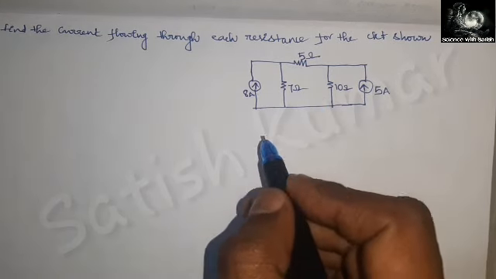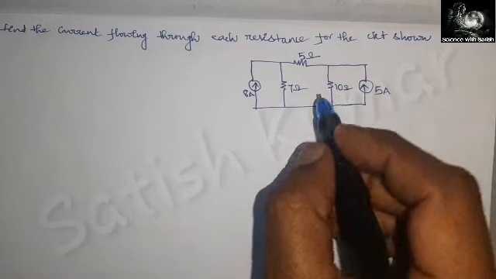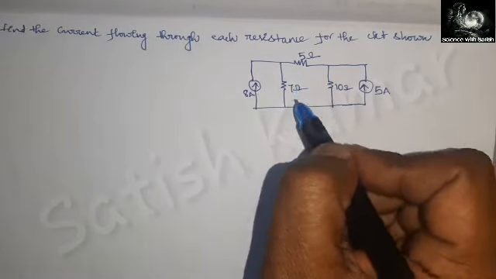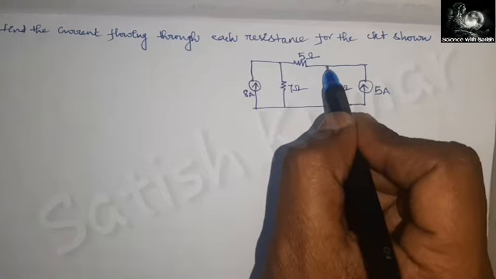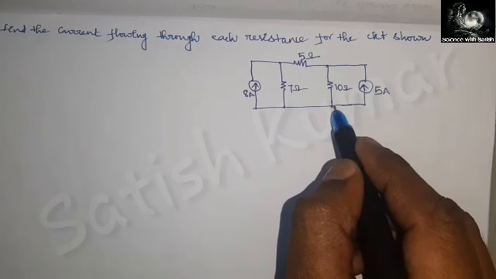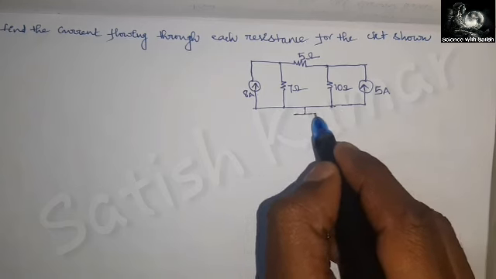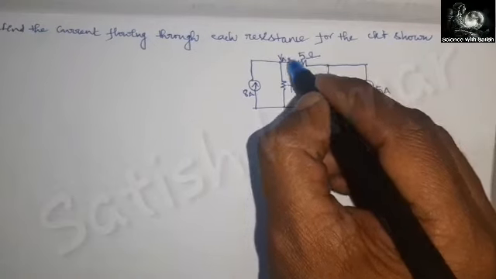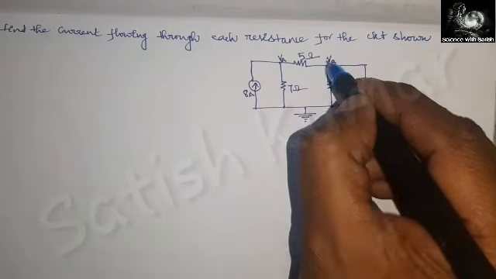So if the problem is given like this, we have to select the nodes. In this circuit 4 nodes are there. This is the first node, second, third and fourth. You need not bother about these two nodes because these two are grounded. So let the voltage here be VA and the voltage at this point be VB.